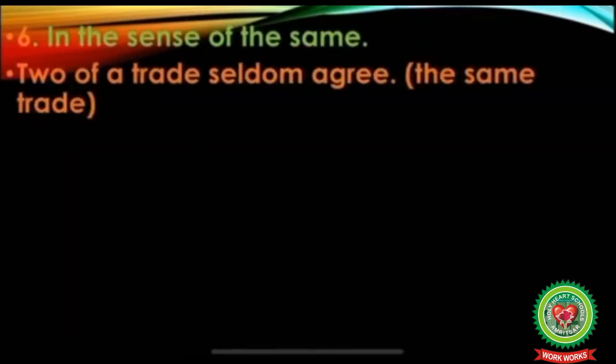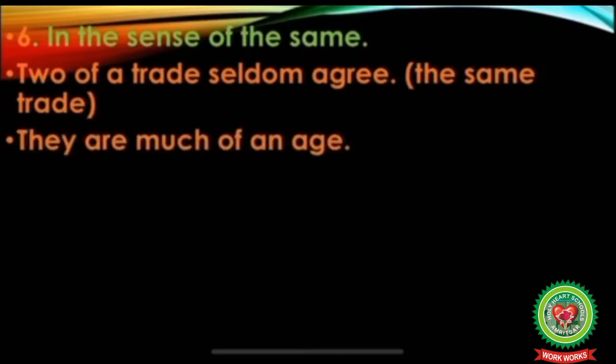Next is in the sense of the same. Now see the example. Two of a trade seldom agree. So children, article a here means two of the same trade. Now instead of writing same here, we will be using article a. They are much of an age. And also here a represents same age.